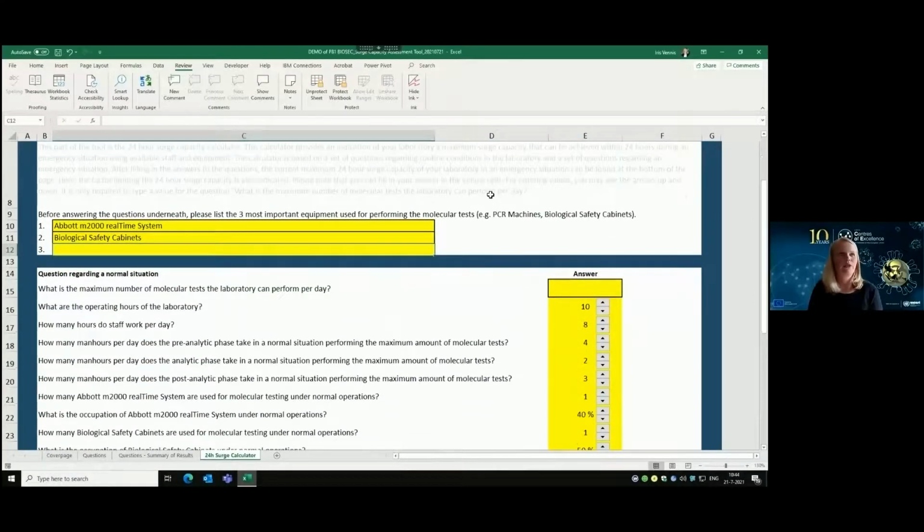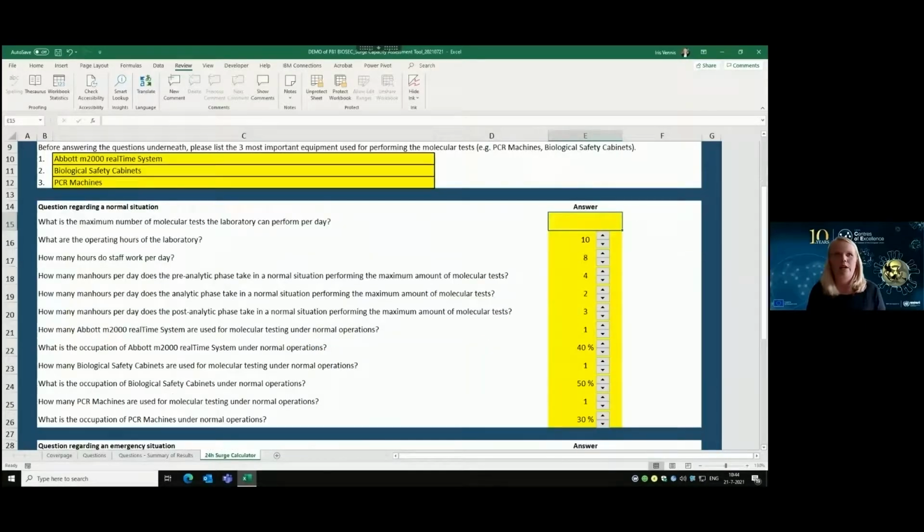There are a set of questions regarding a normal situation and a set of questions regarding the emergency situation. And before answering these questions, it is important to list the 3 most important equipment used for performing molecular tests. Well, again, I already pre-filled some information. So I entered the Abbott M2000 real-time system machine, biological safety cabinets, and I will here fill in PCR machines.